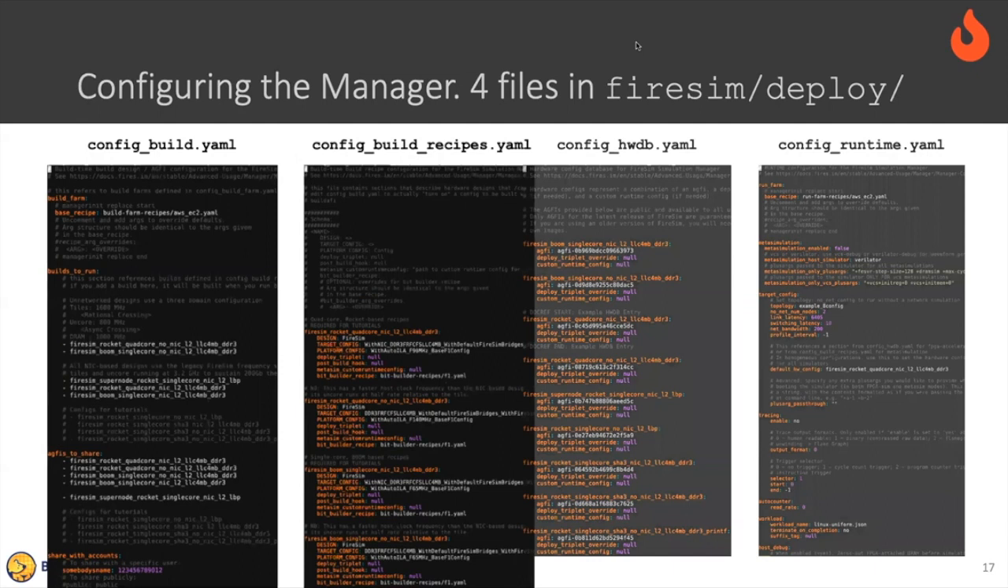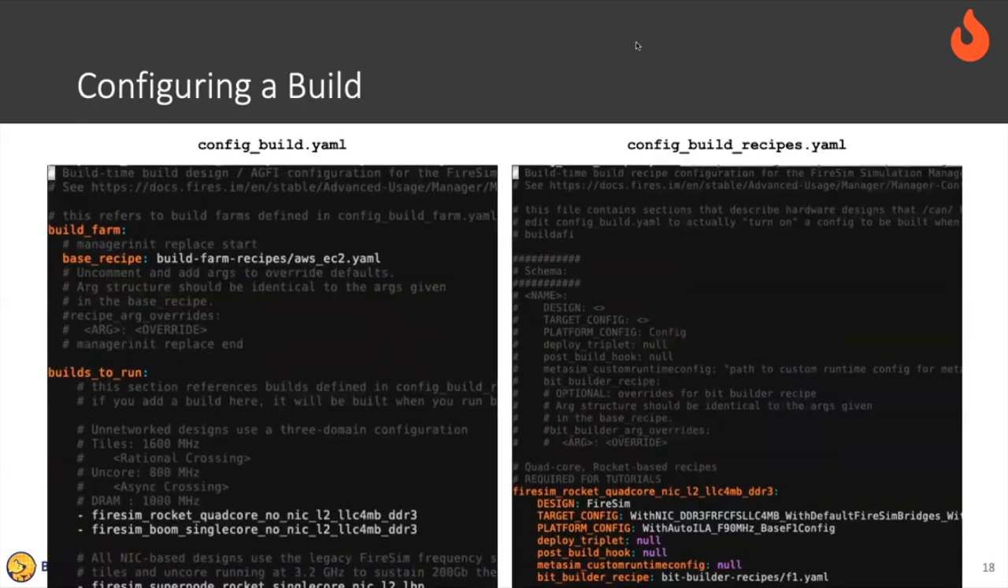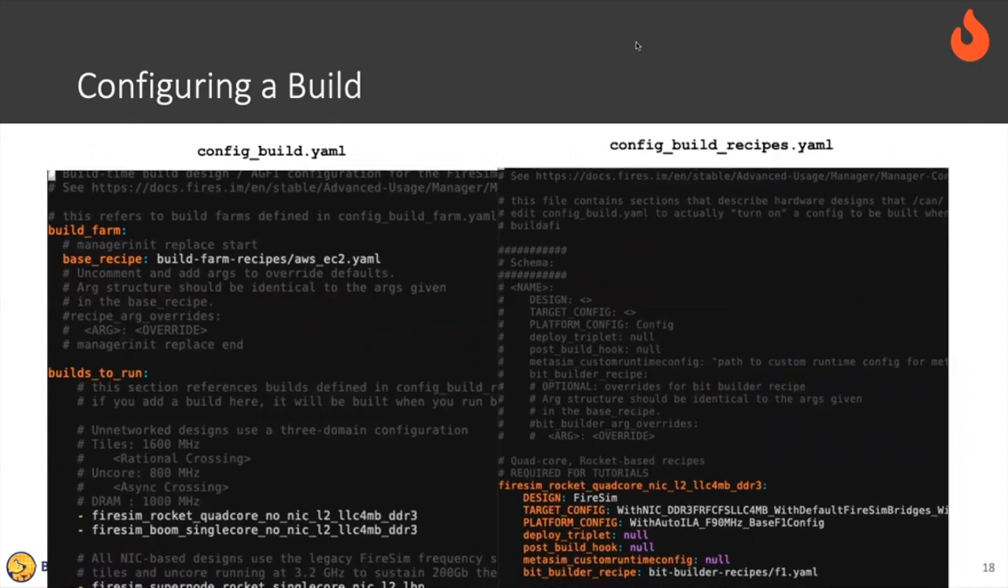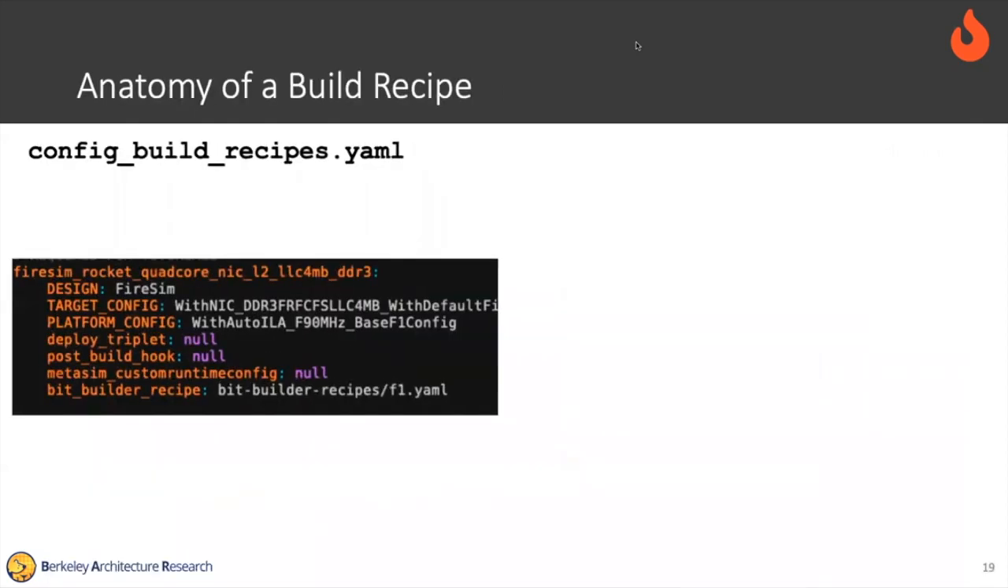So the first one is the build files here. So config build.yaml and build recipes.yaml. So let's first look at config build recipes.yaml. You can go ahead and open it up and look at a particular entry here. The entry looks maybe slightly different in more modern versions of FireSim, but the point still stands here. So it consists of a couple components that specify what you're actually building. What's the simulation that you're building, including the bitstream.